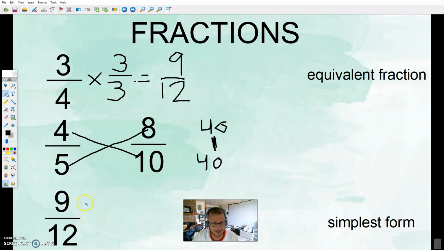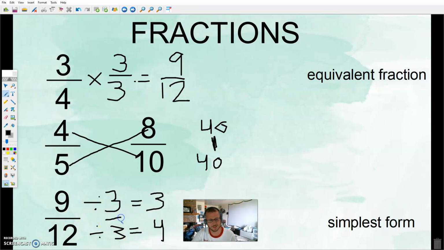And in this case, the answer is 3. So rather than multiplying, I'm going to divide. 9 divided by 3 equals 3, and 12 divided by 3 equals 4. So all I'm doing is taking 9/12 and dividing it by 1.